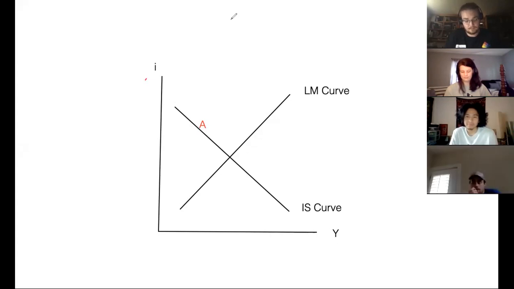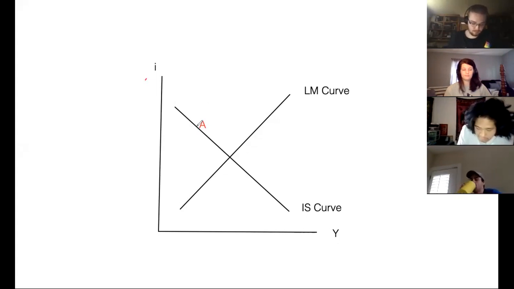Okay, now, what we're gonna do is start at a random point somewhere on the axes. It really doesn't matter where it is. I chose this point right here, A, which is on the IS curve. But you've got to trust me, you could do this at any other point. Now let's think about point A.